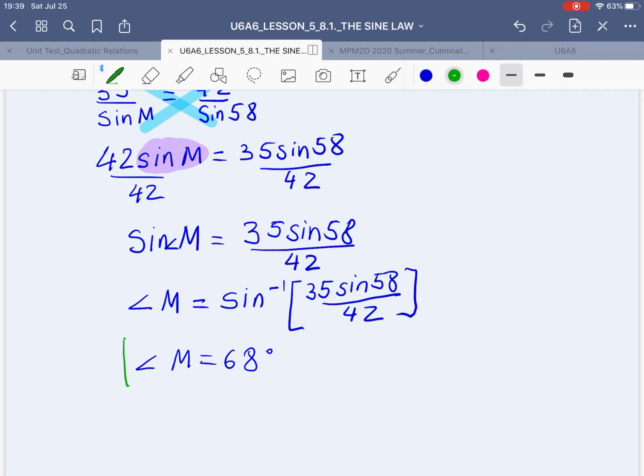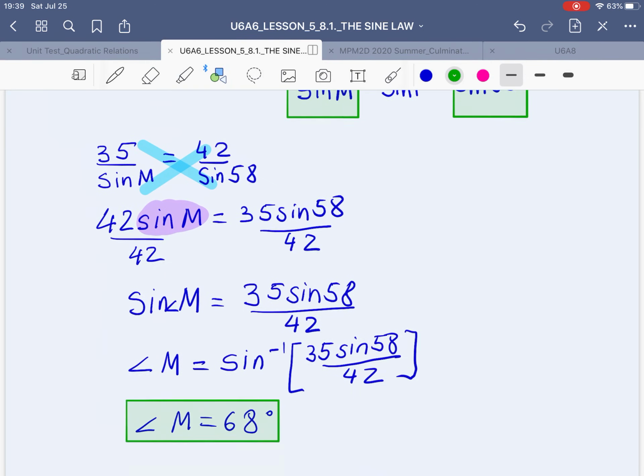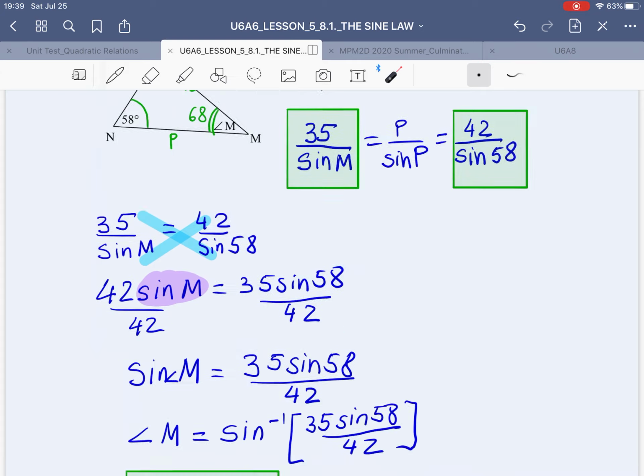And this would be our answer, which we are going to box up. And again, if you were asked to find other measurements, so this is 68, then we simply use the formula for the sum of angles in a triangle to find P. And we have to use the sine law one more time to find the side length P.